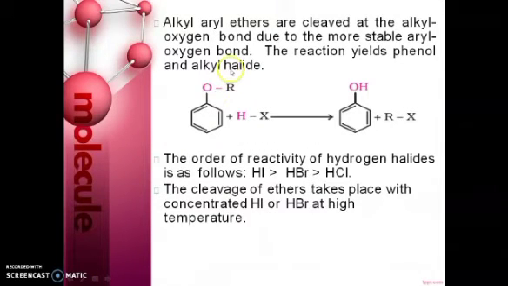Next is the alkyl aryl ether. Alkyl aryl ethers are cleaved at the alkyl oxygen bond. This bond breaks between the oxygen and R, because the aryl-oxygen bond is very strong as compared to this bond. The products are phenol and alkyl halide. The order of reactivity of hydrogen halides is HI, then HBr, and then HCl. The cleavage of the ethers takes place with concentrated HI or HBr at high temperatures only.